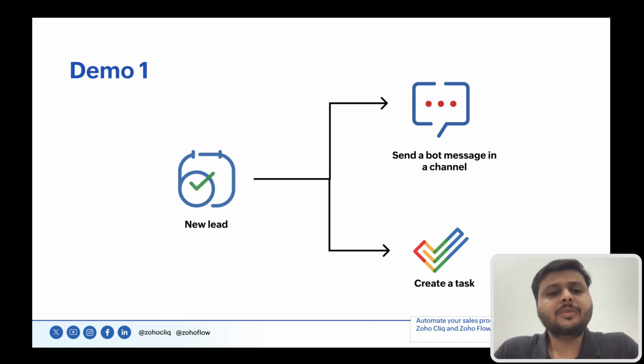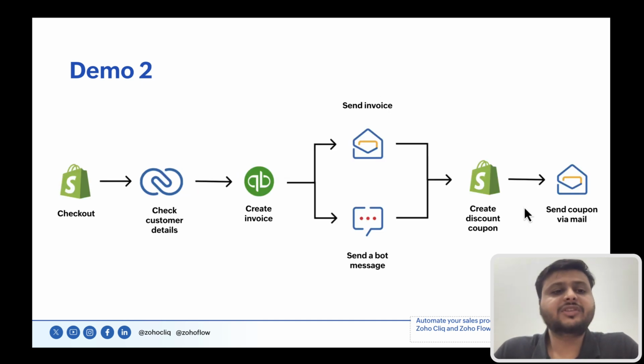So we're going to keep it simple for the first one. We will follow that up with the second use case where we have an e-commerce website, we have a CRM, we have an accounting software, then we have email and sending an email, and we also have Cliq in that. So in this use case, you're going to use Shopify. Again, you could use WooCommerce, you could use Zoho Commerce, anything.